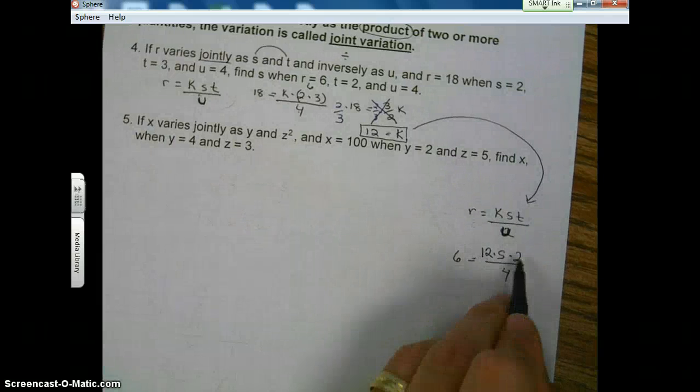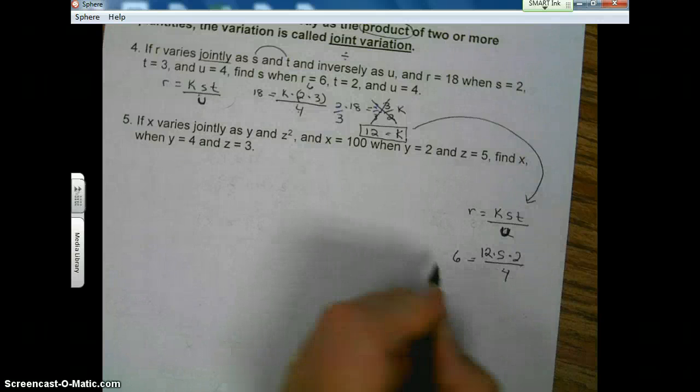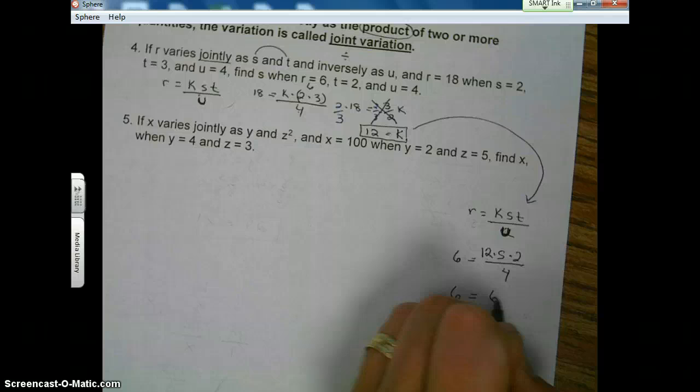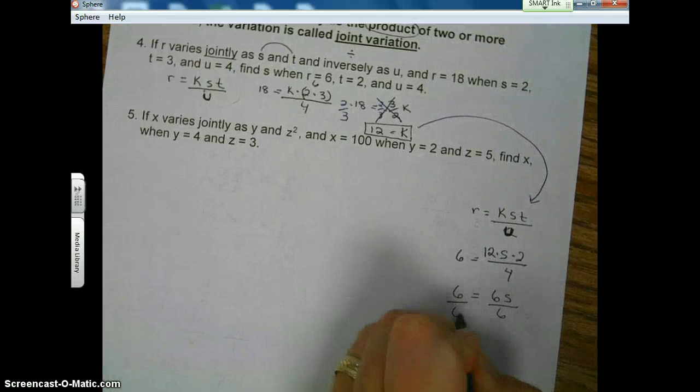So 12 times 2 is 24. 24 divided by 4 is 6. So we're going to have 6 equals 6S. Divide both sides by 6.